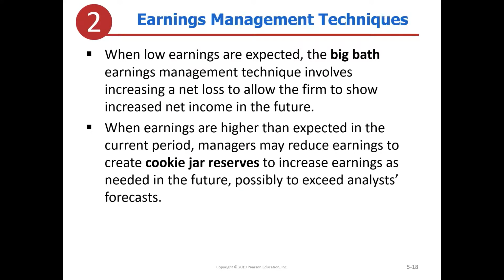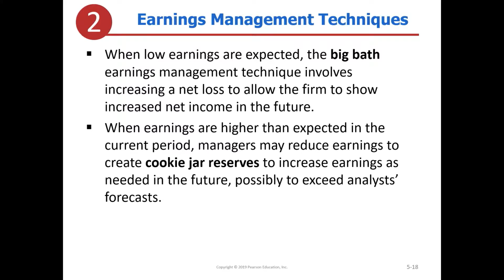Managers can intentionally report very low or negative earnings in a period by accelerating the recognition of expenses into current period earnings or deferring revenue recognition to the future reporting periods. Now, this then allows them to report higher earnings in future periods than they would otherwise have reported because they have shifted expenses back to the prior period or shifted revenues to the future period.